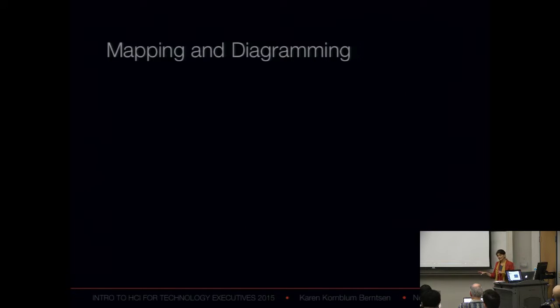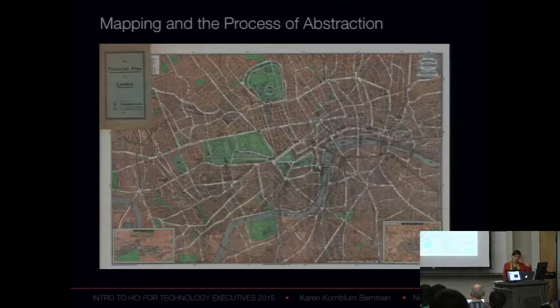Okay, so a different type of organizational principle has to do with mapping and diagramming. And mapping and diagramming is really about abstraction. It's about simplification and abstraction and making selective decisions about what's important. So I want to walk you through some maps that show you this process of abstraction over decades. This is a map of London. And you can see the river, if you look closely, going through.